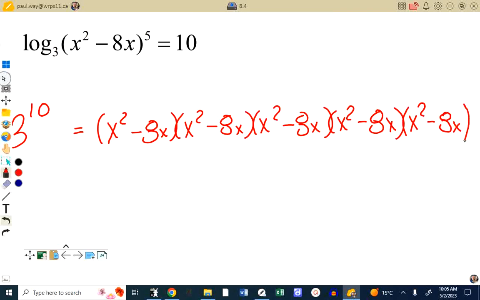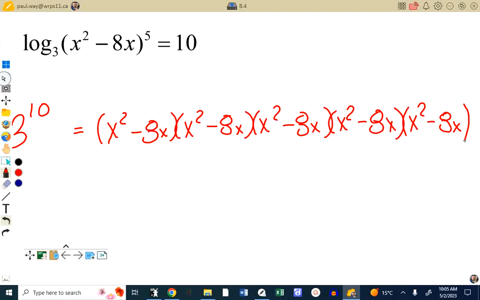Would you agree? Do you really want to do that? No. Because what you would have to do to solve this is expand this out, figure out what 3 to the 10 is and subtract it to get a polynomial of degree 10 equal to 0, and then dive into the synthetic division factor theorem pool and splash around for a half hour. Probably sinking to the bottom anyway, because it's such a high degree.